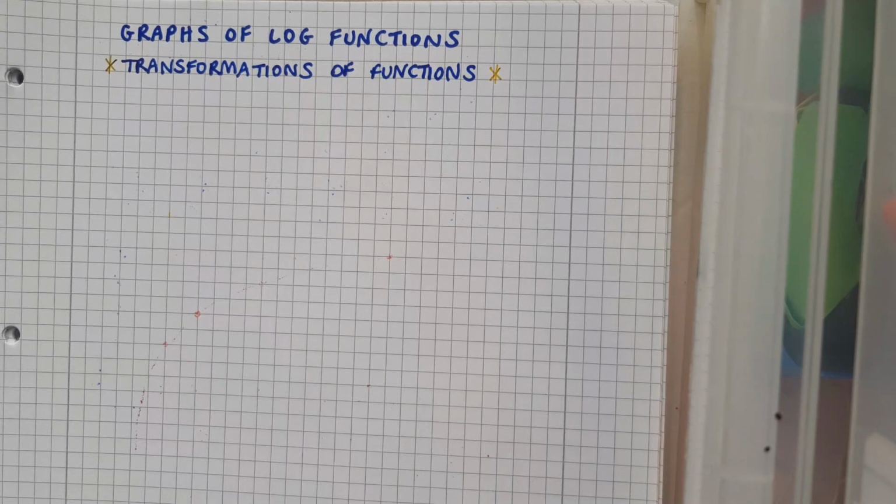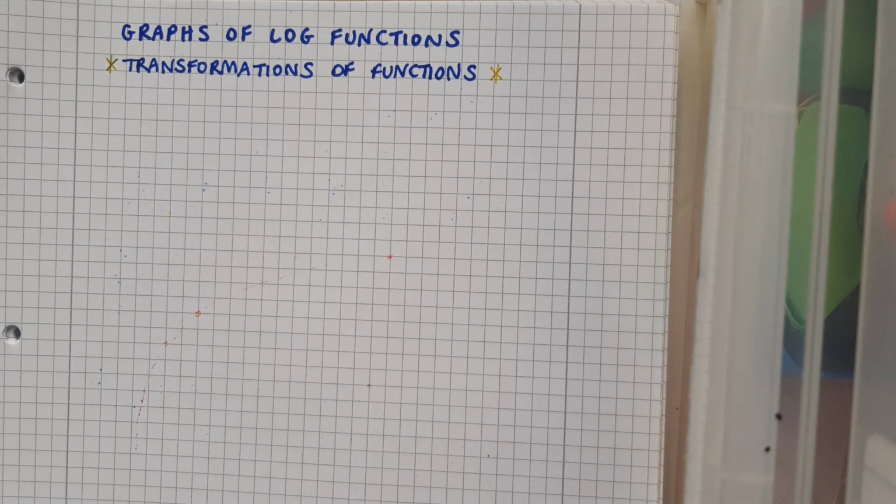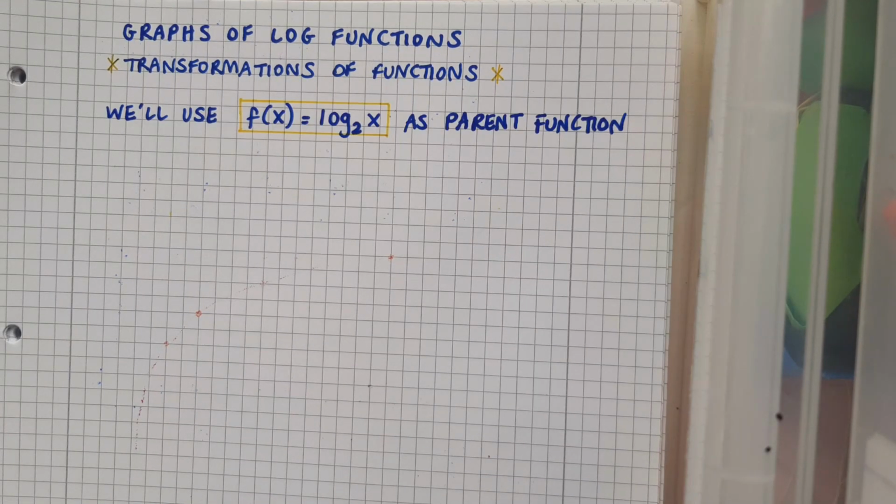Short video on graphs of log functions with a focus on transformations of functions. For the purposes of this video, I'm going to use f of x equals log to the base 2 of x as the parent function. This just means that it's the function that we're starting with, and then any transformations or changes that we make are being made to this original function.